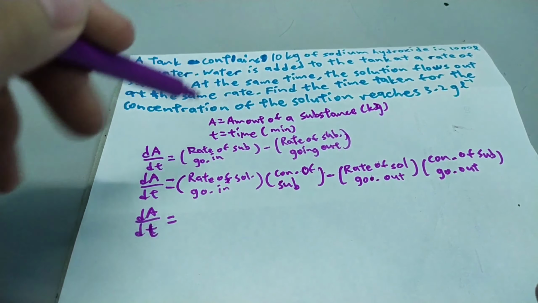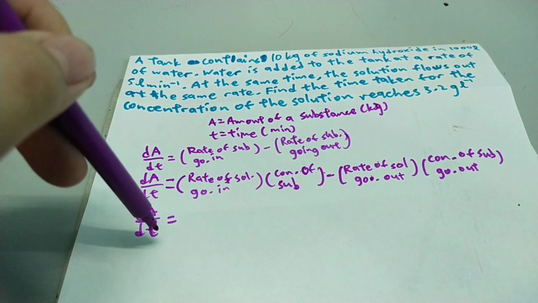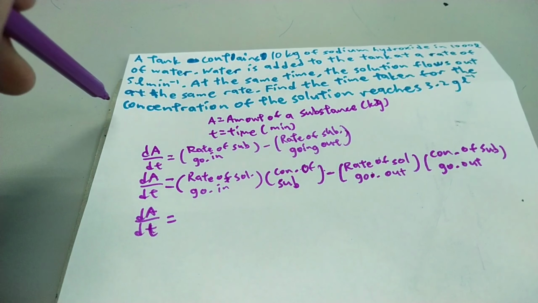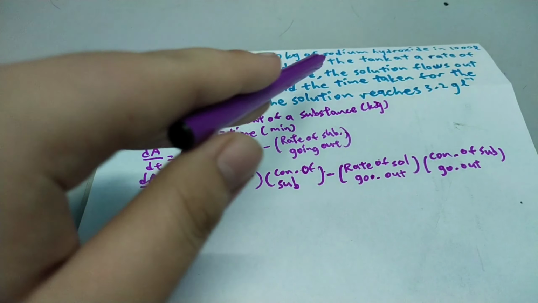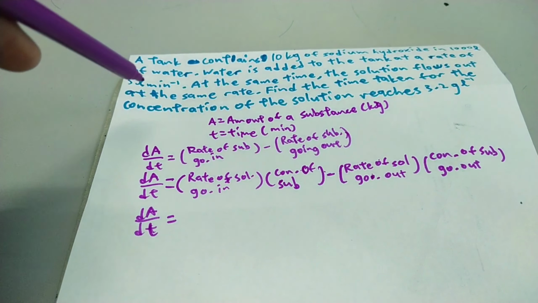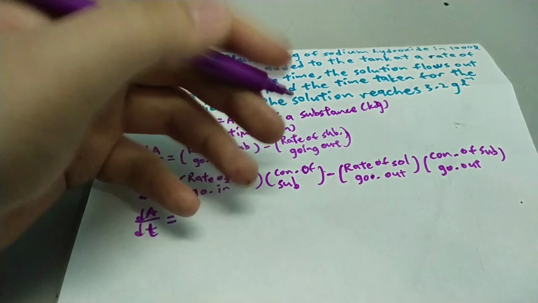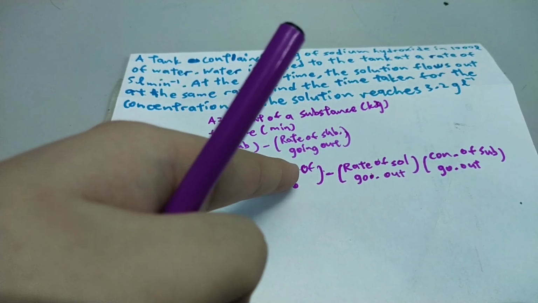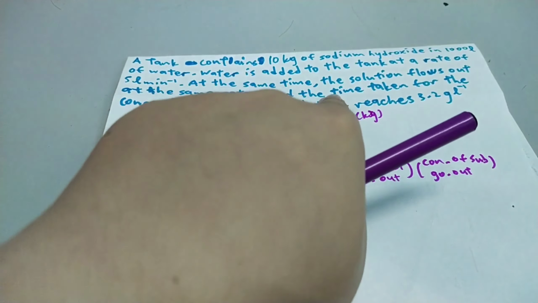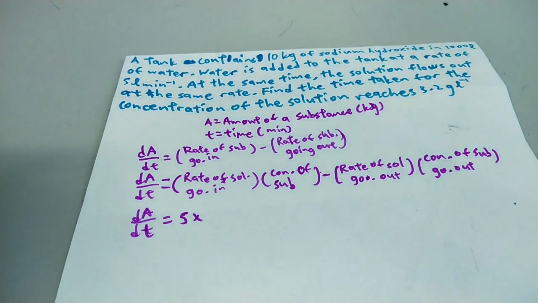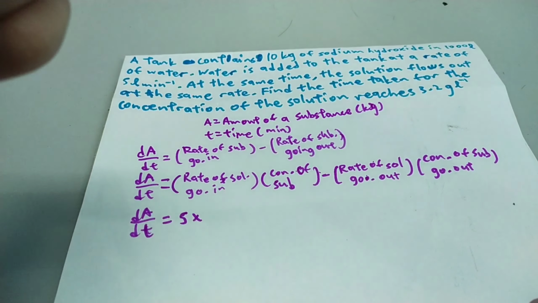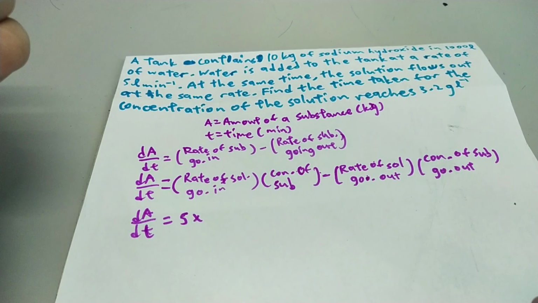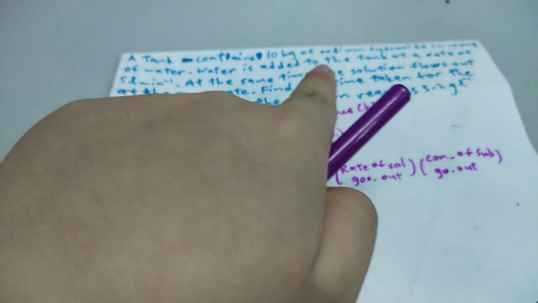Now dA over dt is equal to the rate of solution going in. So what is the rate of the solution going in? 5 liters per minute, right? Because water is added to the tank at the rate of 5 liters per minute. So this is our unit. So 5 liters per minute times the concentration of the sodium hydroxide, because in this case our substance is sodium hydroxide. What is the concentration of sodium hydroxide going in? It's 0, right? Because only water is added to the tank.